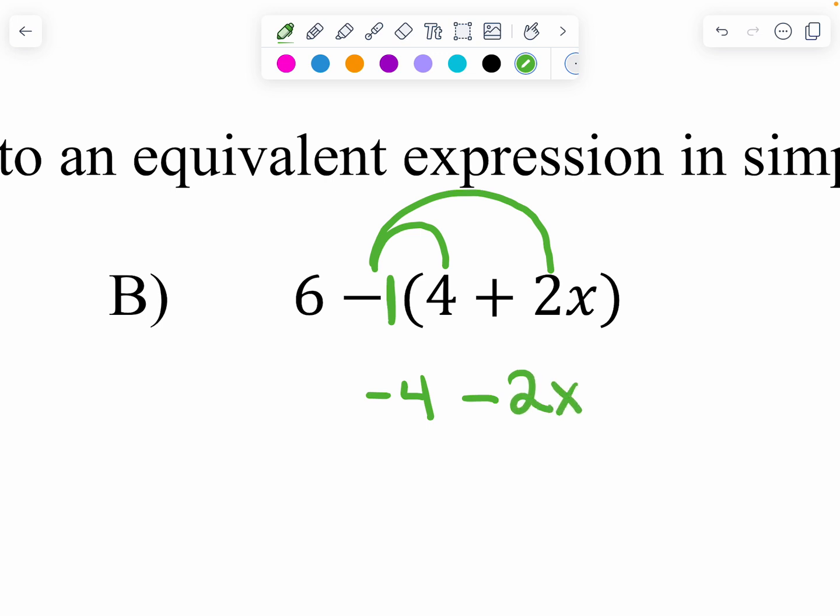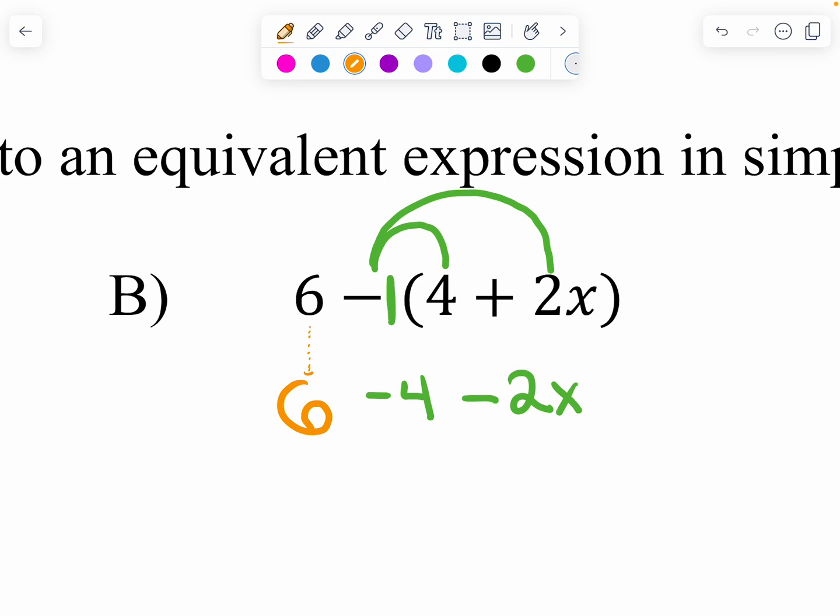Bring down the x because it was attached. They don't get to separate. So negative 1 and 4, negative 4. Negative 1 times 2 is negative 2 with the x. And then you're like, wait, what about the 6 out in front? Great idea. We didn't do anything with it. So if you don't do anything with it, you got to kind of bring it along. You can't forget about it.